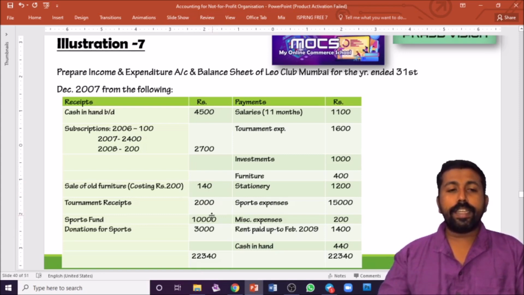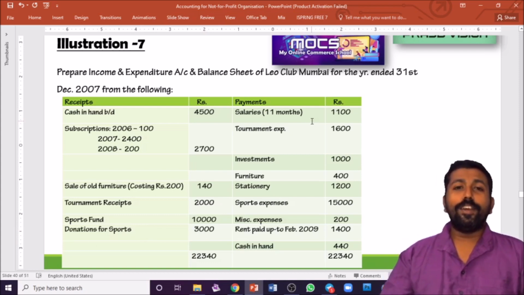Tournament receipts we will take in the income and expenditure account. Sports fund, it is a capital receipt. Donation for sports is also coming in the receipt, but we are taking only a few items from the receipt side. Please remember that.